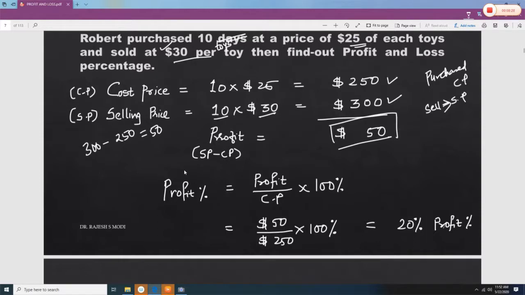So the profit percentage you have to calculate. So how much is the profit? $50 is the profit. And what is the CP? 250 is the CP, and that is 100%. So that comes to 20% profit for Robert.